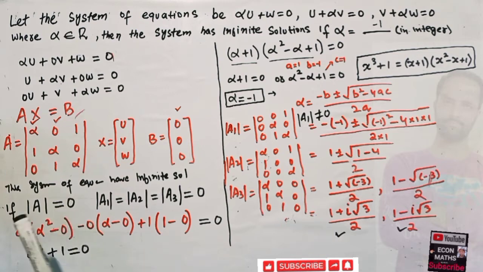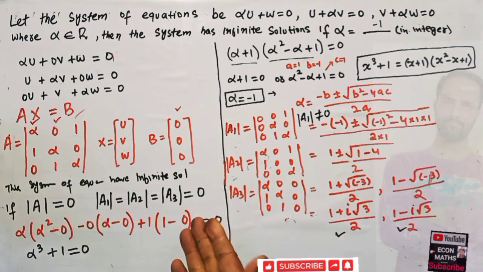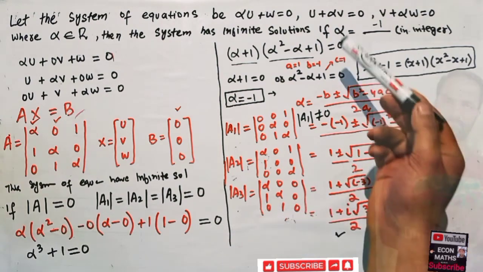Okay, when the determinant of the coefficient matrix is 0 and the determinant of the special matrix is also 0, then we say the system of equations has infinite solutions. So the value of alpha is -1.